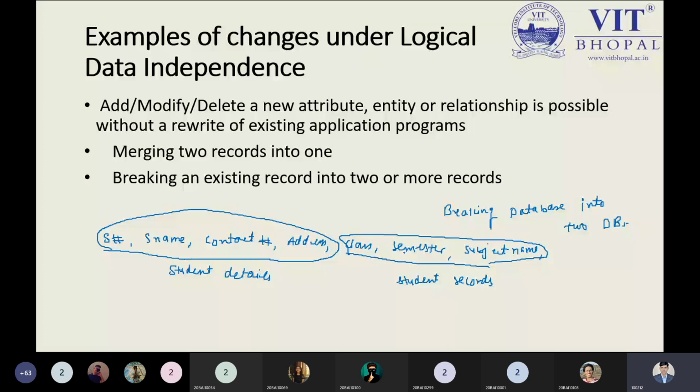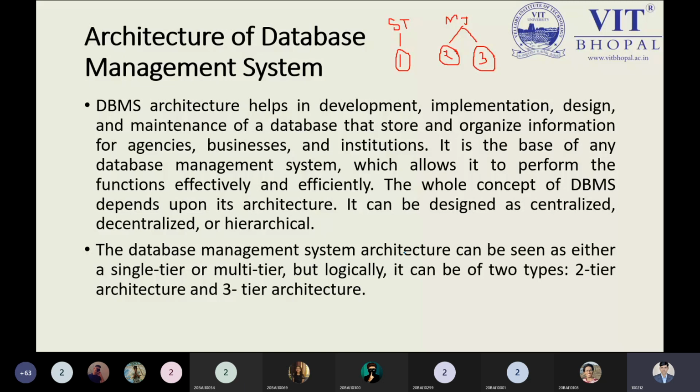Now is it clear all right now? Yes, sir. Okay. So this is the example. So architecture of the database management system is a very interesting point over here. Before moving to the next point or any topic, if you have any doubts, you can ask me right now. Okay, no doubt.